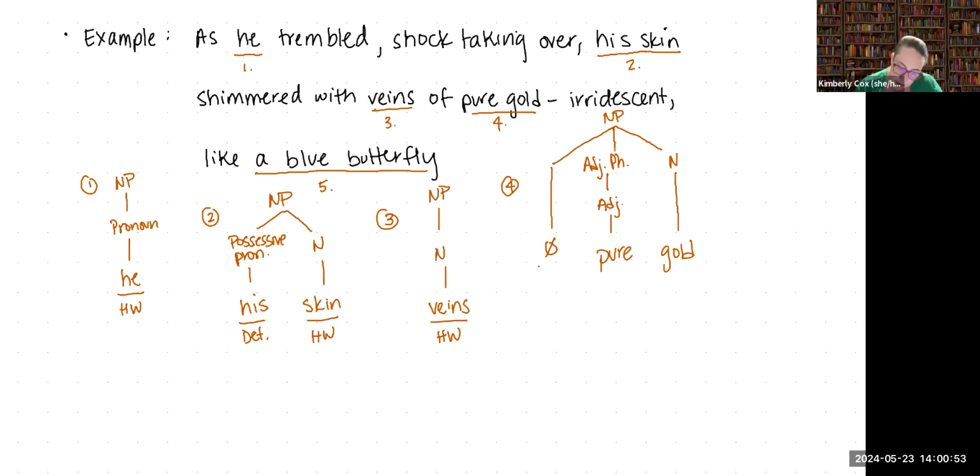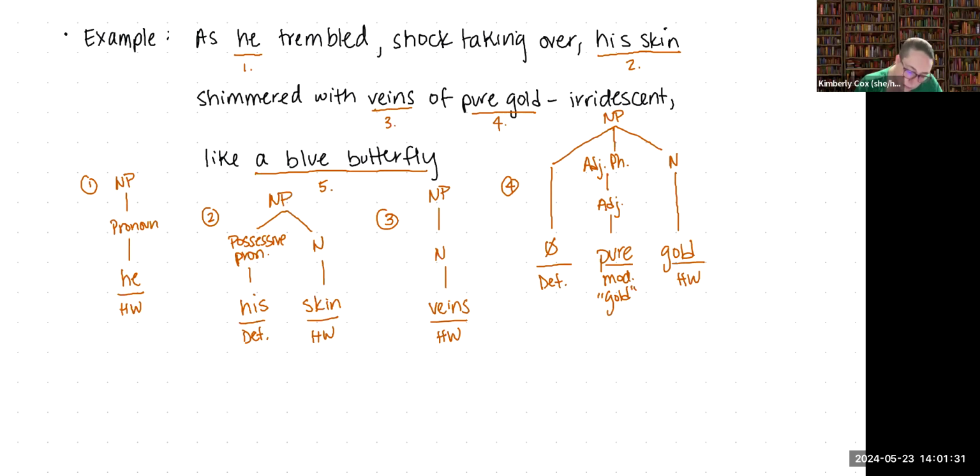So I'm going to go ahead and underline all of these, the 0 included. There's no determiner, right? So it's a 0 for a determiner. Pure modifies gold, and gold functions as our head word, right? So if you're thinking about the different components of a noun phrase, the reason I decided to diagram the lack of determiner is so that you can see where it would go, even though it's not there, right? You don't necessarily have to have it. So let's look at our last one.